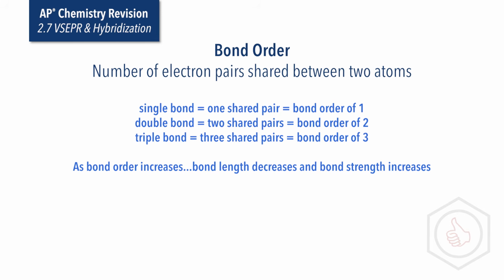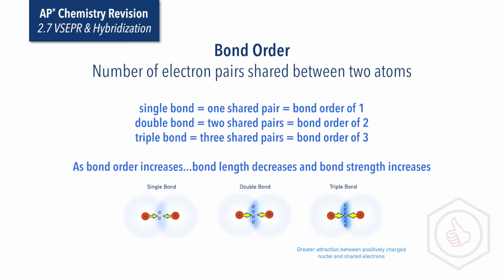This is because the greater the number of shared electrons between the nucleus of each atom, the greater the electrostatic attraction between them. And this stronger attraction pulls the nuclei closer together, giving a shorter bond, and requires more energy to break, meaning a stronger bond.